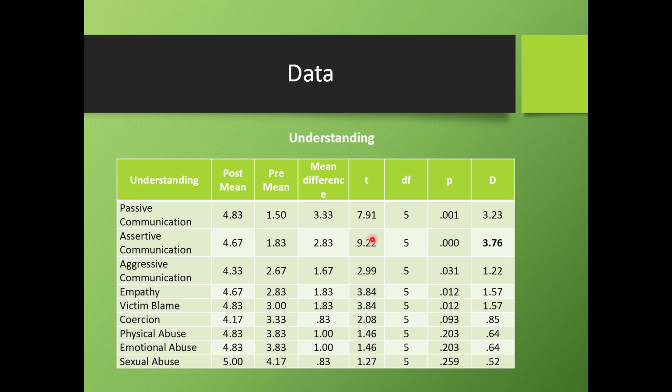Basically, some of these were really quite high. So you can have a Cohen's d of 3 points. Not usually typical, but you can have those. So she had pretty good Cohen's d's. You can see that understanding coercion, physical abuse, emotional abuse, and sexual abuse was a little bit, in terms of magnitude, a little more modest.